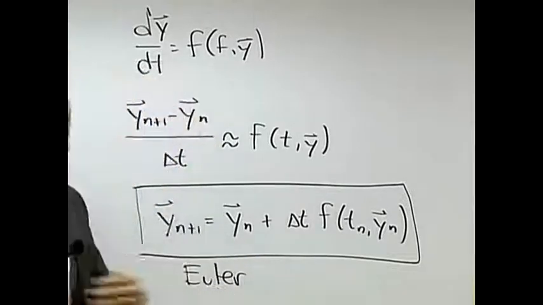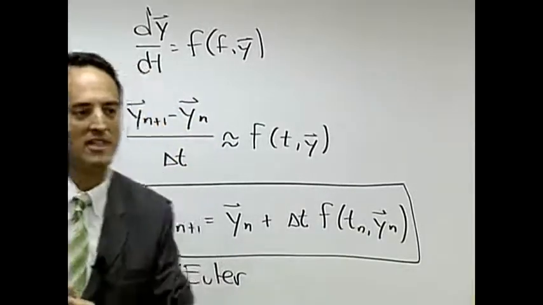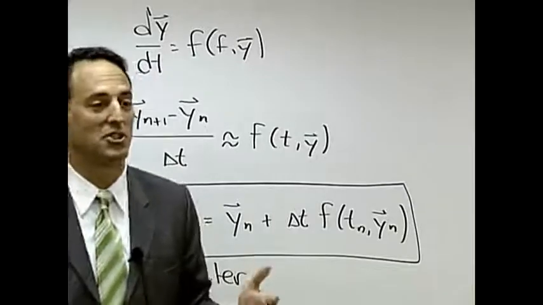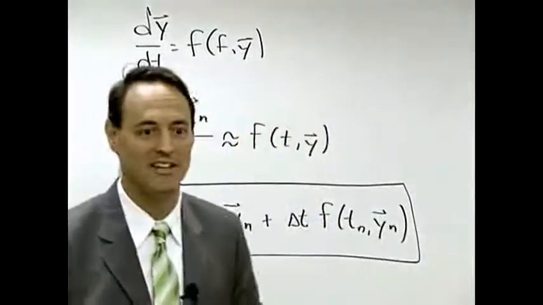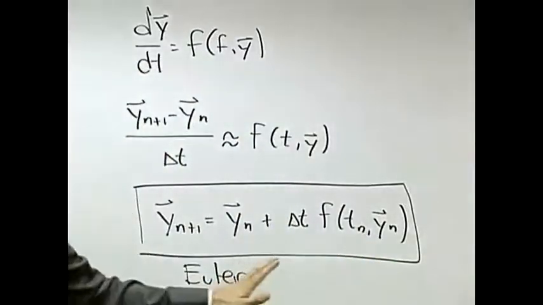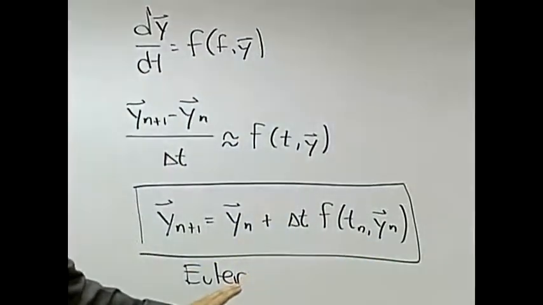Do you like how I box that? I'm doing that just for the sake of the engineers in the class because they know now it's so important. Because I put a box around it. Okay, and that's what you turn in. There. Okay. This is called the Euler formula.